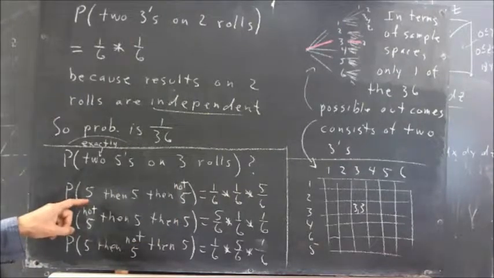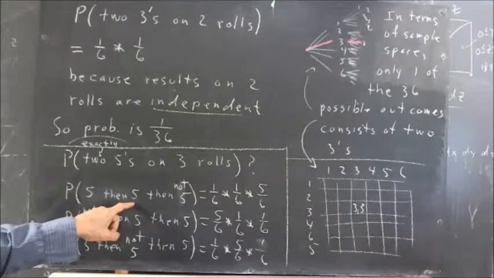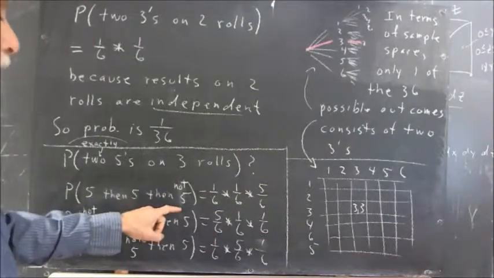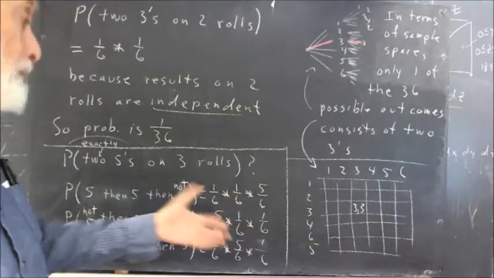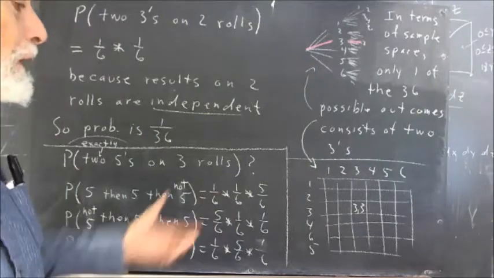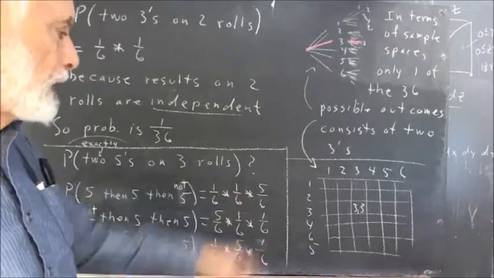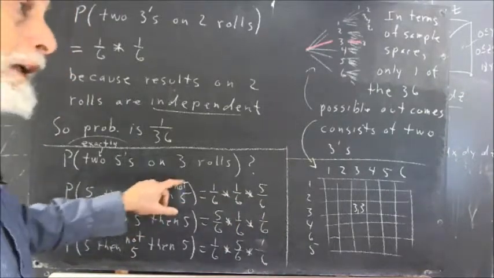What's the probability of getting a 5? Well, it's 1/6. The probability of getting a 5 on the second roll is 1/6, and the probability of getting not a 5 on the third roll is 5/6. If the probability of getting a 5 is 1/6, then the probability of not getting a 5 is 5/6. We multiply that out, and we get the probability of getting a 5, then a 5, then not a 5.